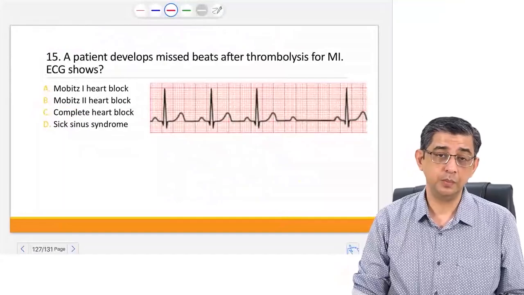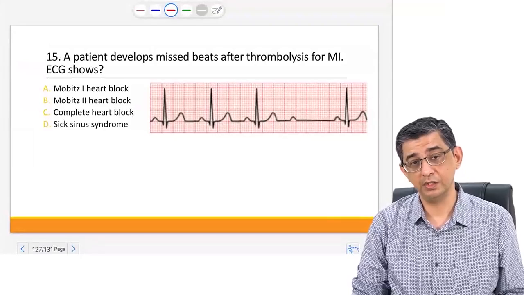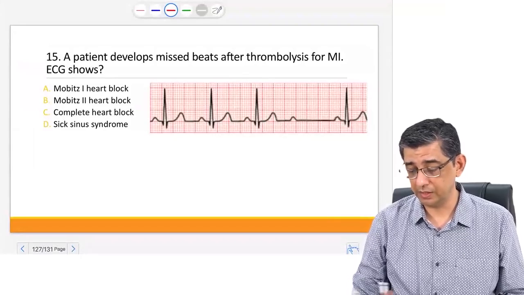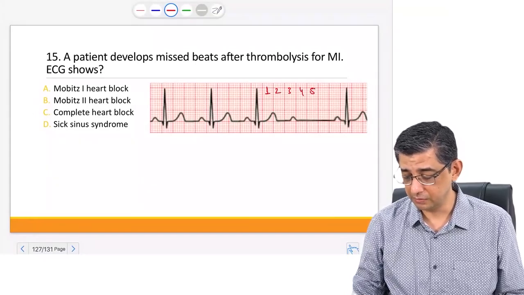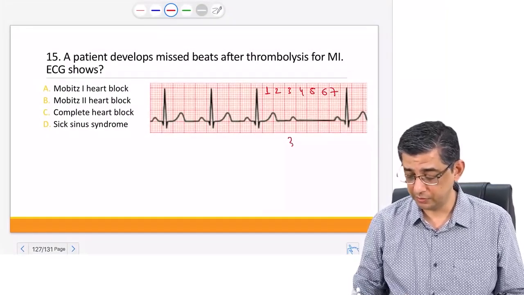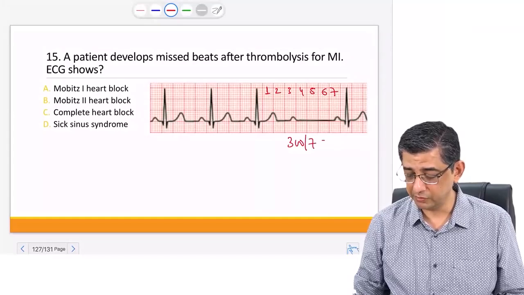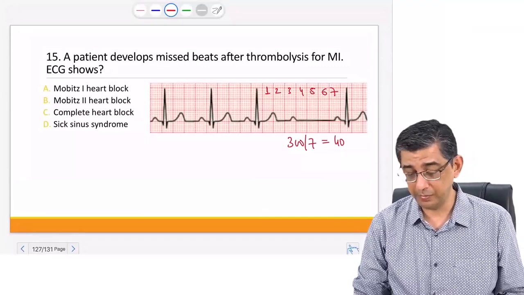The next question talks about a patient who has developed missed beats after thrombolysis for myocardial infarction, and the ECG is definitely showing an increase in the RR interval here. Let's look at the RR interval: 6, 7, almost going up to 8 again. So if I divide 300 by approximately 7, you can see the heart rate would be in the range of 40 only, which is dramatically problematic.